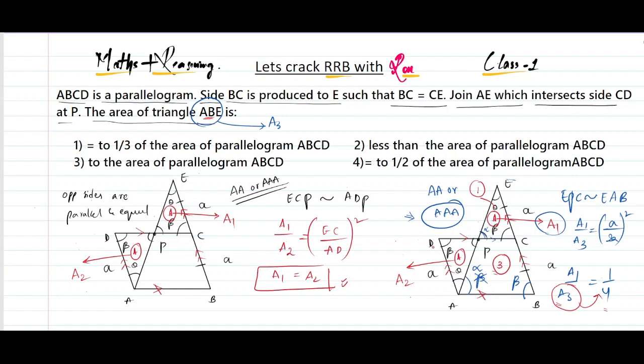Now observe the parallelogram here. This triangle's area equals, if this is 1 part, this triangle's area is also 1 part only. Now the parallelogram's area is 3 parts plus 1 part, 4 parts, and the triangle's area is 1 part plus 3 parts, 4 parts. So the area of the triangle equals the complete area of the parallelogram. I hope you understood the concept.